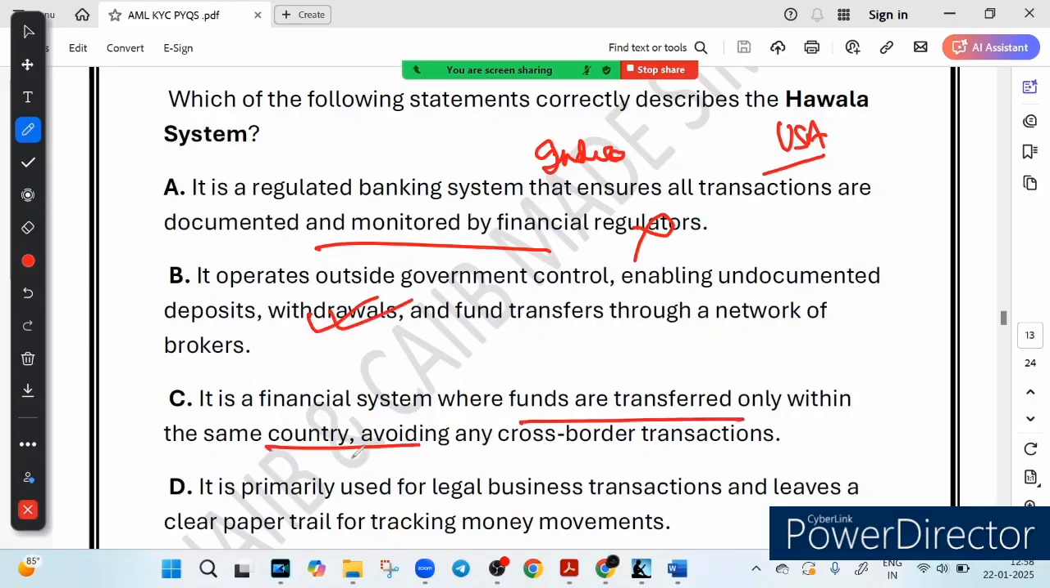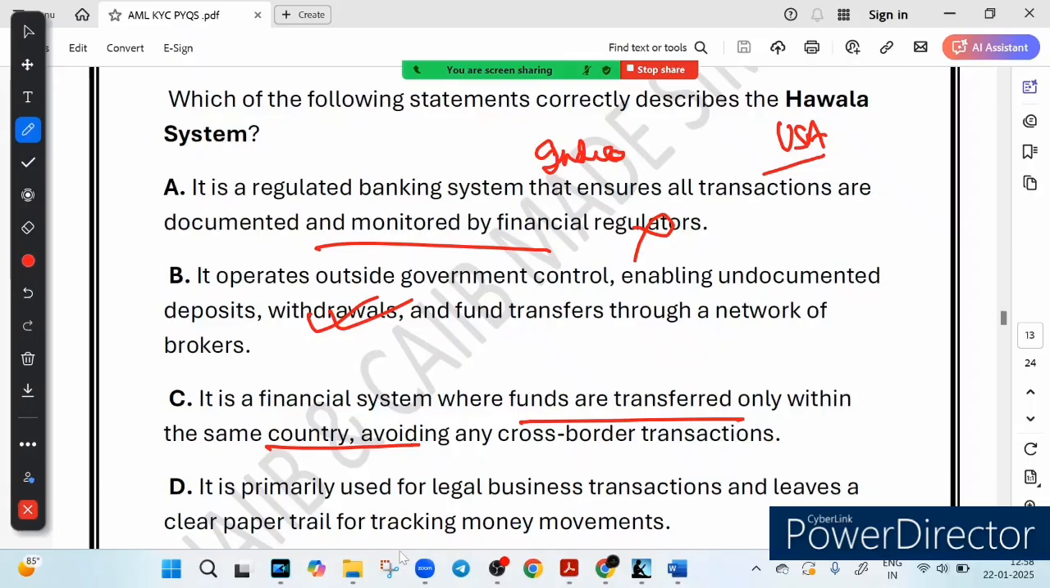No, this is wrong, right? Why? Because Havala is not limited to domestic transactions. It is frequently used for cross-border transfers. Option D said it is primarily used for legal business transactions and leaves a clear paper trail for tracking money movement. While some might use it for legal purposes, the Havala system does not leave a paper trail. In fact, it is often linked to illegal activity because of the anonymity it provides.